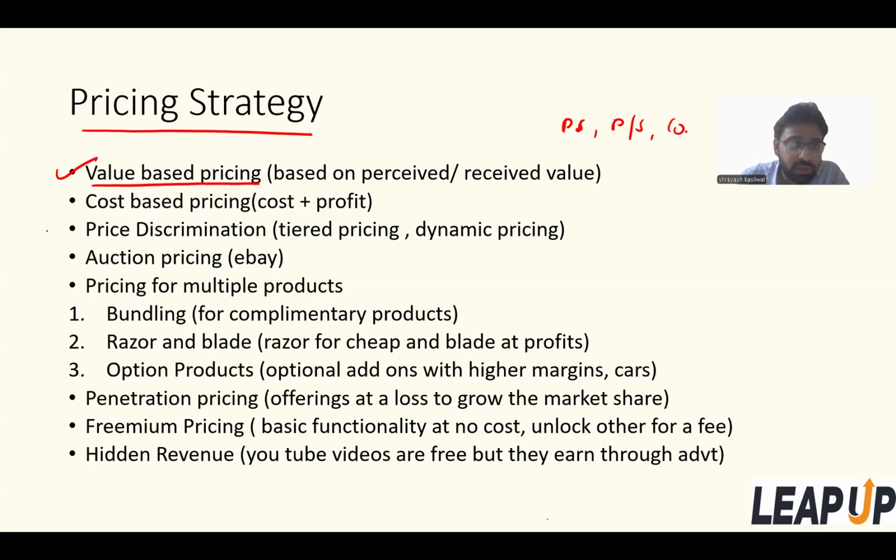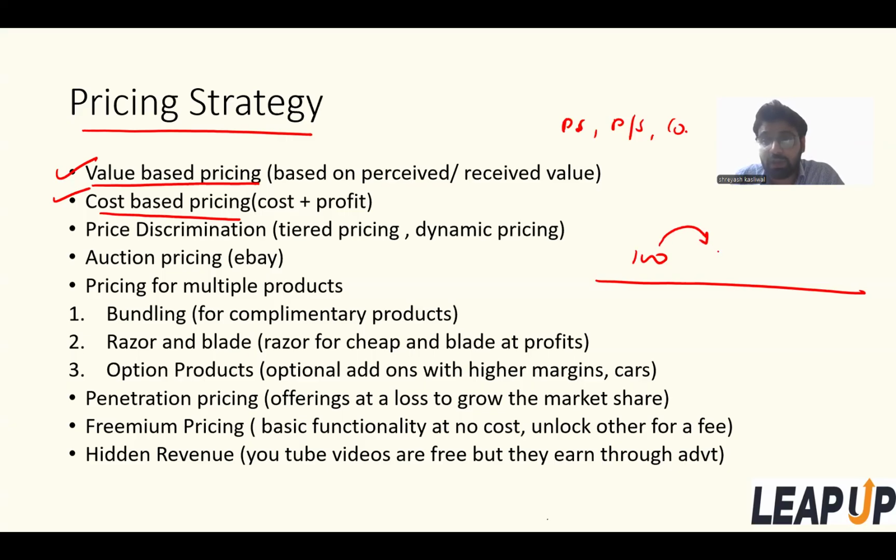The next one is cost-based pricing, where I'm going to charge the consumer on the basis of whatever my cost is plus a certain margin. So let's say, for example, 100 rupees is the cost of the product that I manufacture, and I want 10% margin over it. So my selling price will be simply 110. And that is your cost-based pricing.